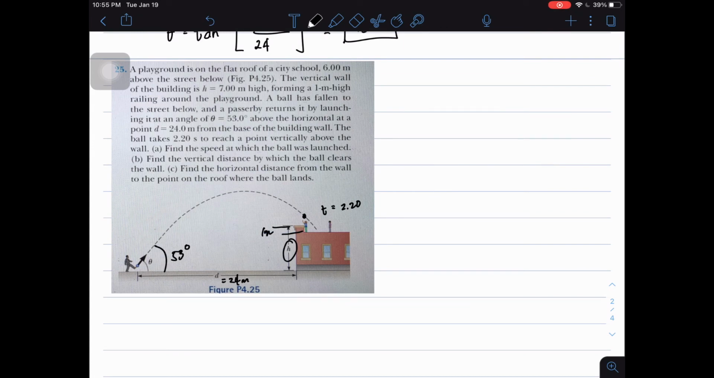Now find the speed at which the ball was launched, and the vertical distance by which the ball clears the wall. Find the horizontal distance from the wall to the point on the roof where the ball lands.